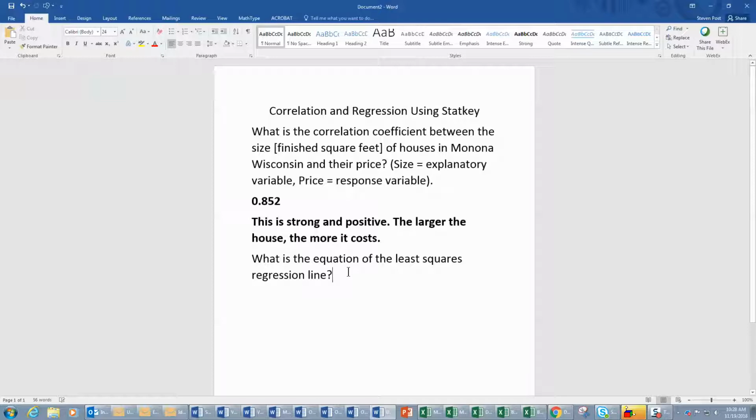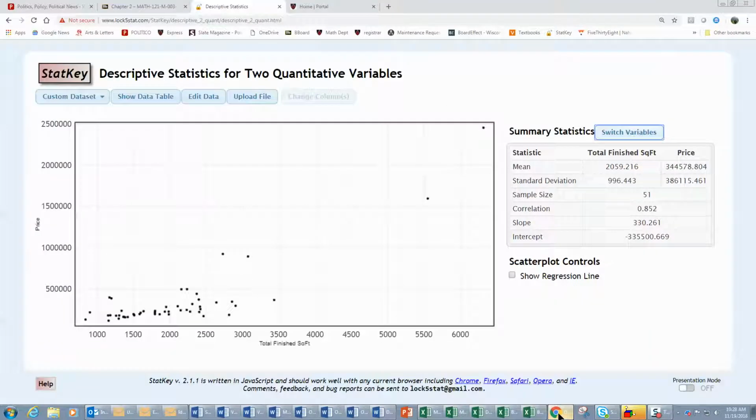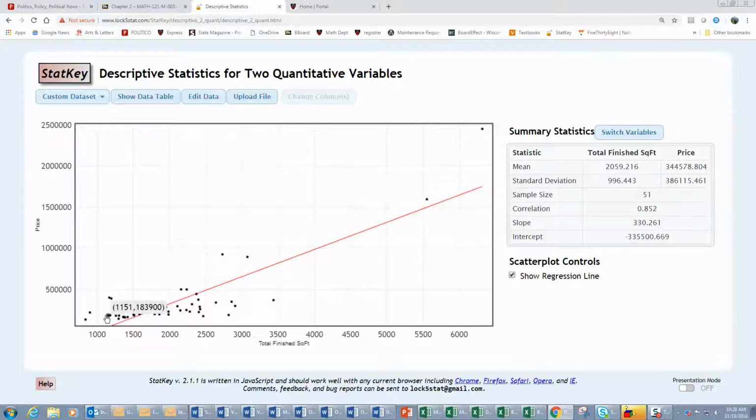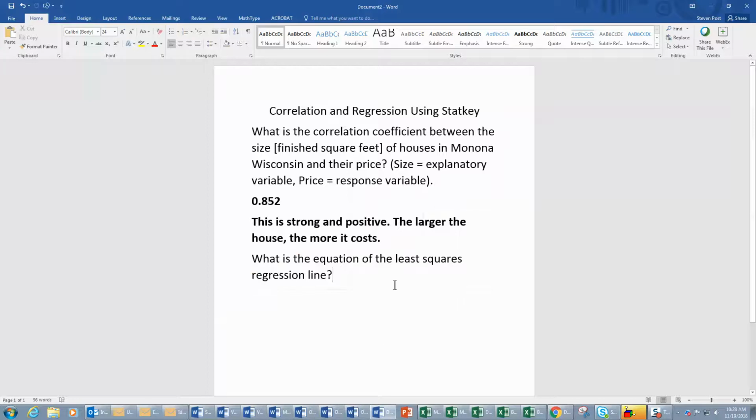Okay, so now what's the equation of that least squares regression line? Go back to Statkey. First of all, we can just click here to show the line. So this is the line that fits the data best. There's no one straight line that goes through all those points, of course, but this is the one that fits it best. The slope is 330, and the intercept is negative 335,500.